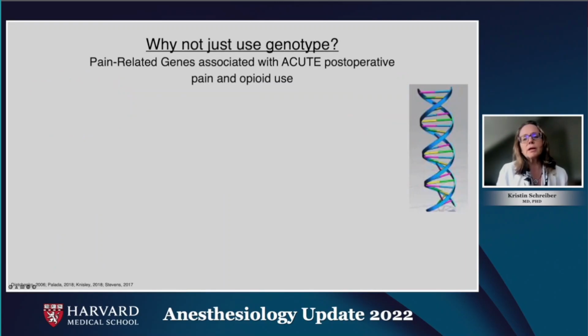Now, one question that comes up a fair amount when we're talking about understanding differences between patients is why not just use their genotype, right? You look at someone's genes and this will tell you whether or not they're at risk for chronic pain.